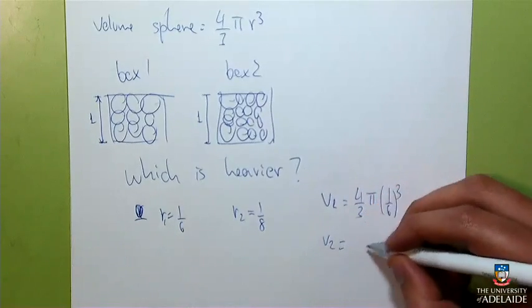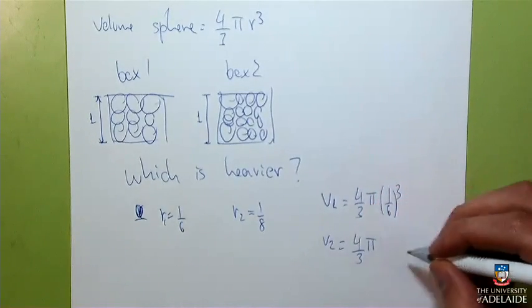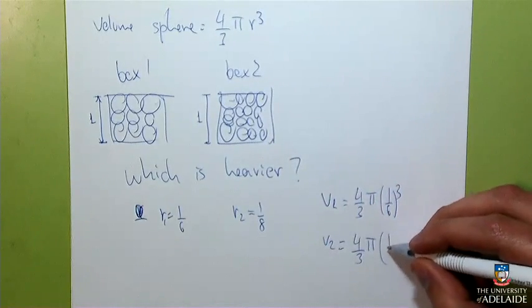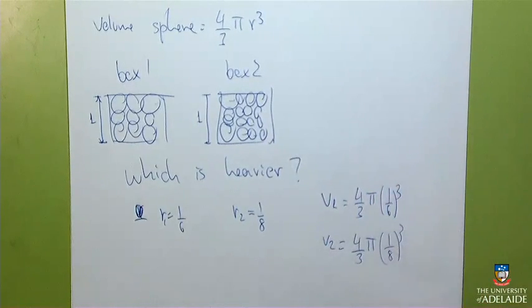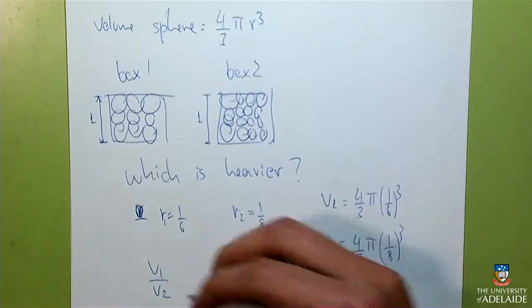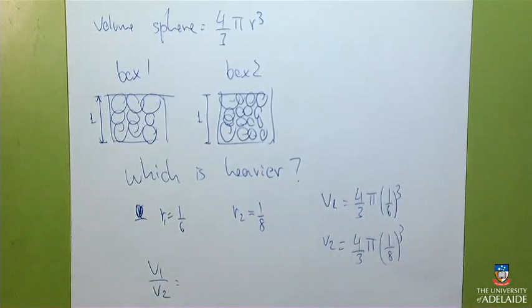And volume 2, 4/3 pi (1/8) cubed. So this is the volume of a sphere in box 1, and the volume of a sphere in box 2. Right, so then what? Get the ratio of the volumes. So the ratio of the volumes, like this. So what is that going to give me?